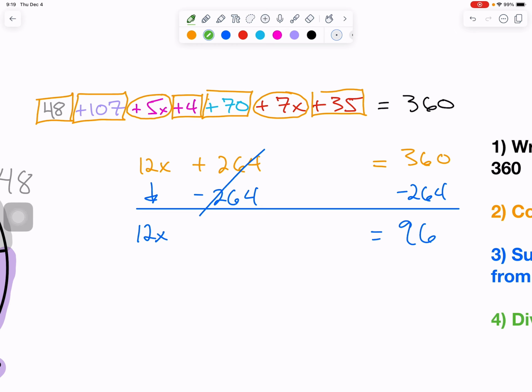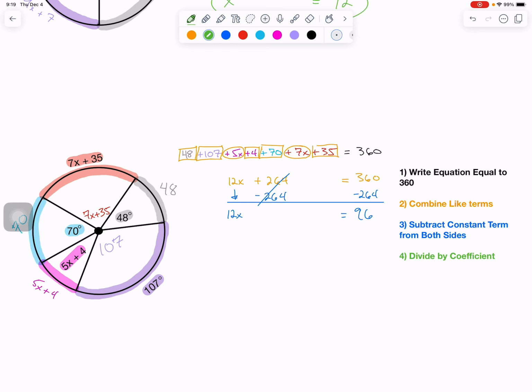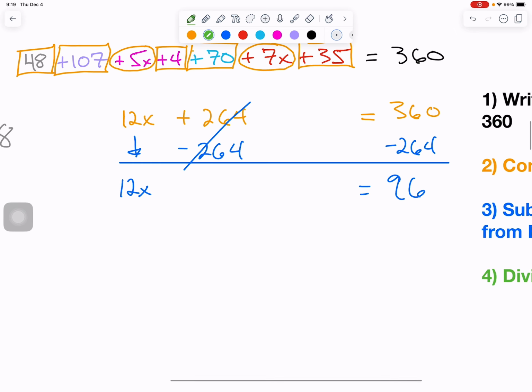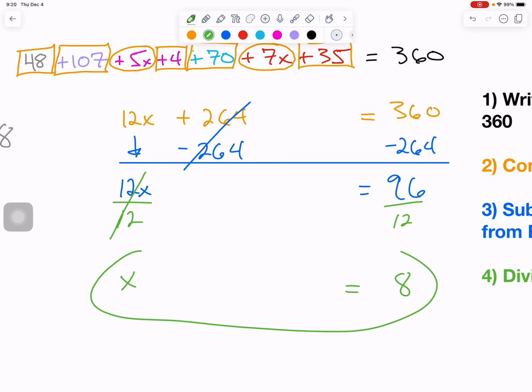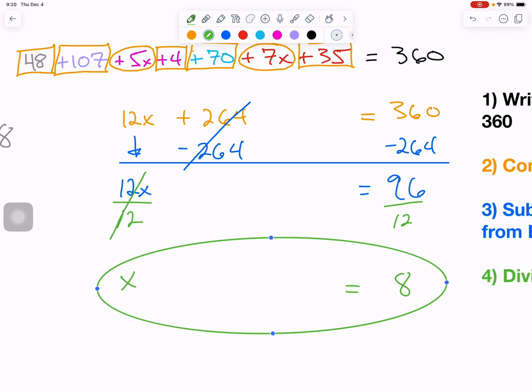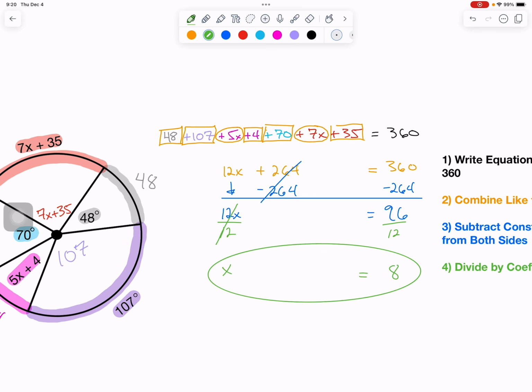And our last step, guys, divide by the coefficient. So that's exactly what we're going to do. Divide each side by 12. There's that giant 1. Bring down your x equals 12 times 4 is 48. 48 times 2 is 96. We used 8 of those 12s to get to 96. Go ahead and circle your answer.